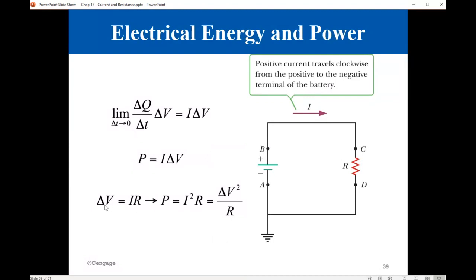We may use Ohm's law. We know that from Ohm's law, delta V equals IR. So we can substitute for delta V here, IR multiplied by I, so it is I squared R. Or we may substitute for I as delta V divided by R, so the power is equal to delta V squared over R. These equations are identical. You can calculate the electric power from the product I delta V, or the product I squared R, or delta V squared divided by R.